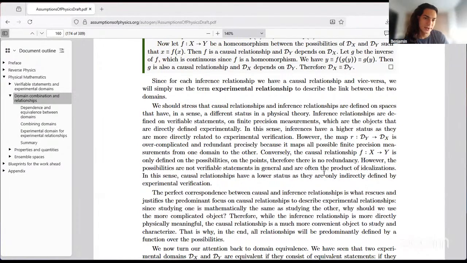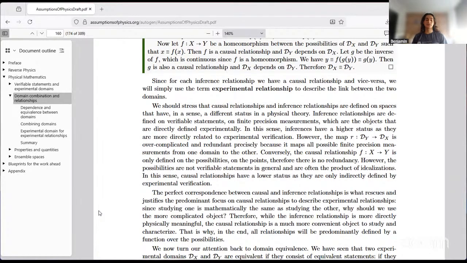So, since for each inference relationship we have a causal relationship and vice versa, we will simply use the term experimental relationship to describe the link between the two domains. We should stress that causal relationships and inference relationships are defined on spaces that have, in a sense, a different status in a physical theory. Inference relationships are defined on verifiable statements, on finite precision measurements, which are objects that are directly defined experimentally. In this sense, inferences have a higher status as they are more directly related to experimental verification.